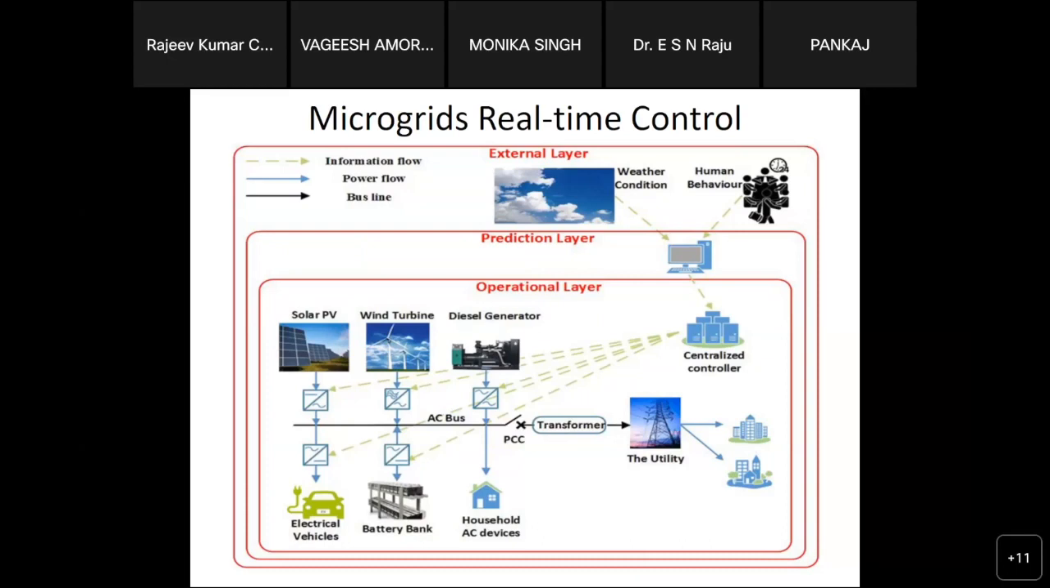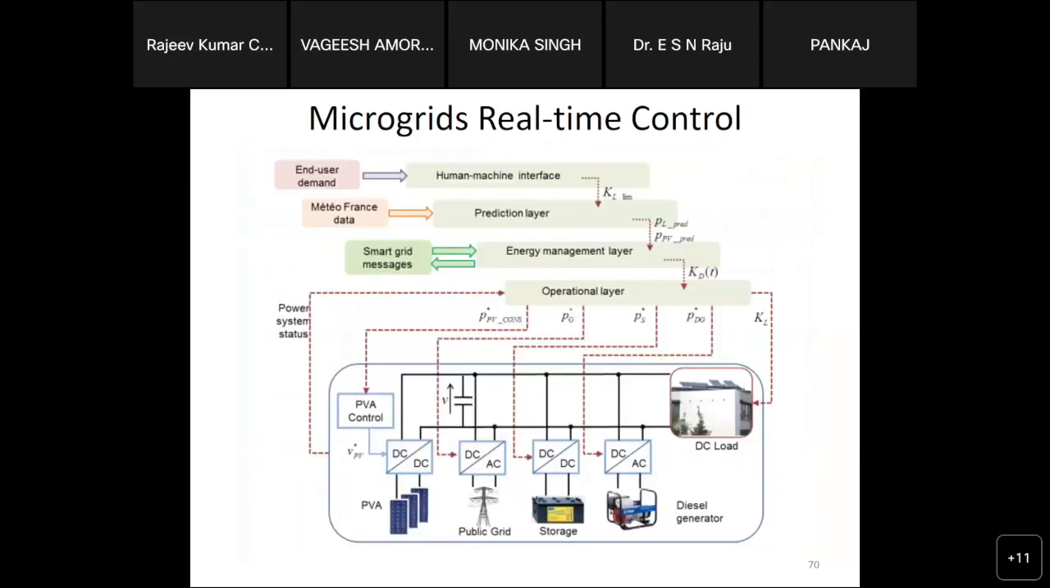As we can see, when we go for all the different layers of control, we should have proper communication from the prediction layer to the operation layer, as well as from the external layer to the prediction layer. This is another illustration. We have the operational layer, the energy management layer, the prediction layer, and the human machine interface.